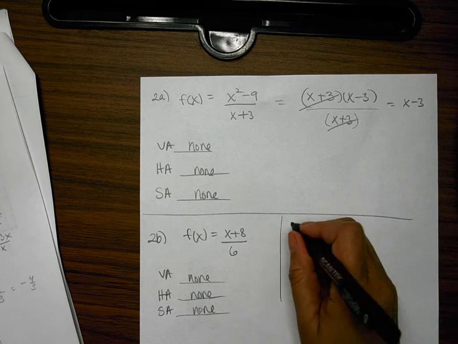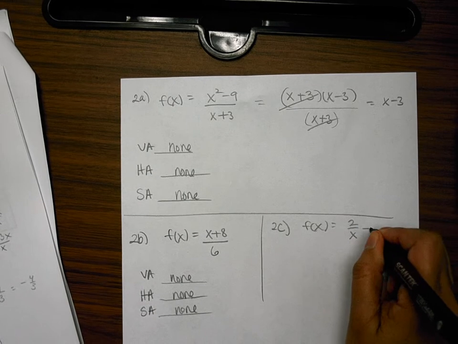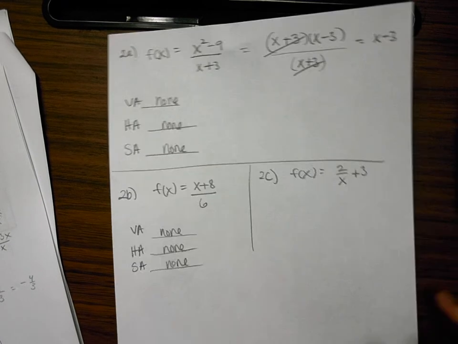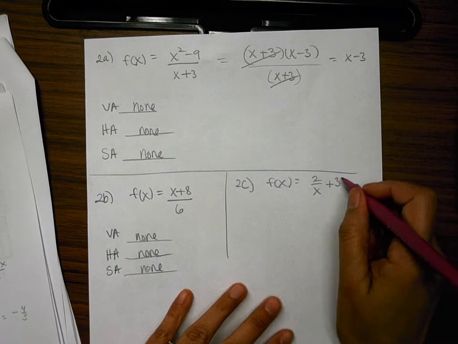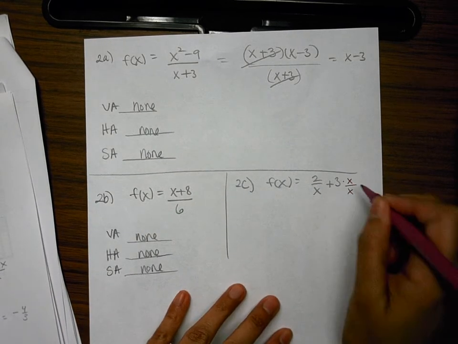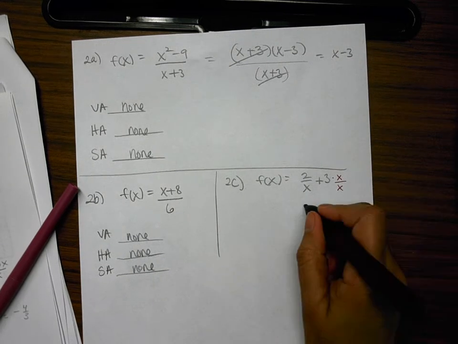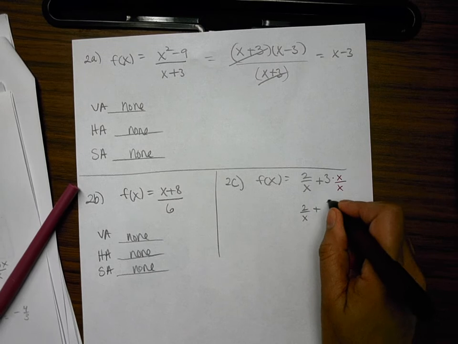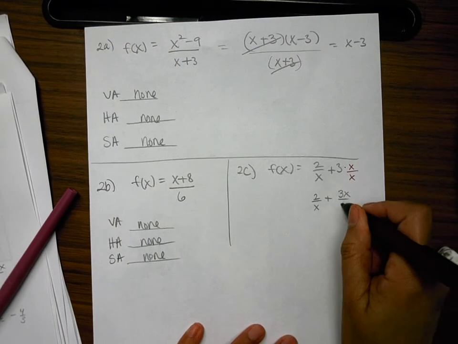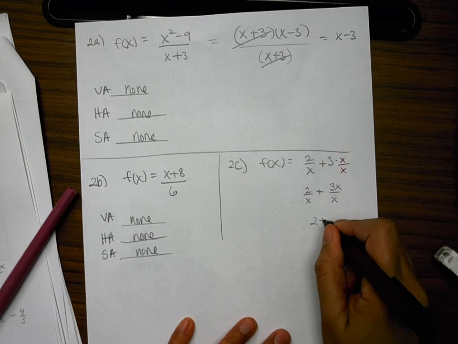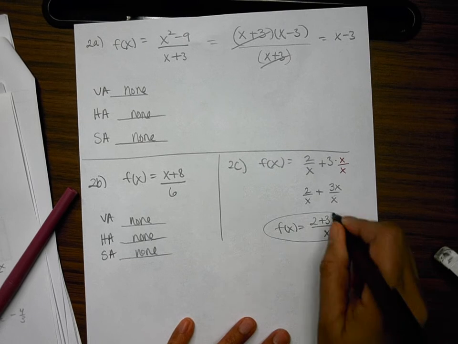Okay, 2c, f of x equals 2 over x plus 3. You do need to have it as a single fraction, so I'm going to rewrite it with a common denominator. I'm going to multiply the 3 by x over x so that I can have a common denominator, because x over x is 1. That's a multiplicative identity. That gives me 3x over x, not over 3. 3x over x, which now has a common denominator, so 2 plus 3x over x is what I am working with.